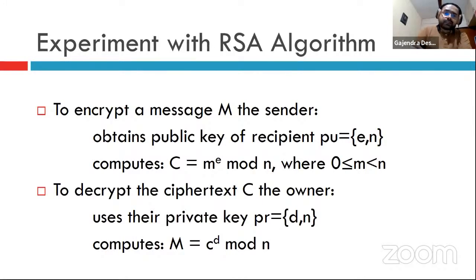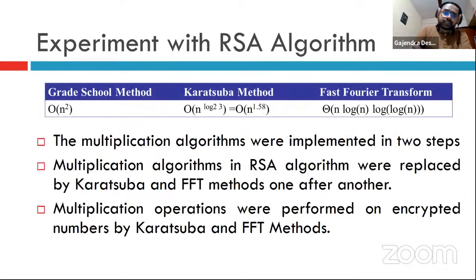And you can see here, I have already told you in one of the slides that we have replaced the standard multiplication, that is P star Q, with some sophisticated multiplication algorithms. The standard method is the grade school method, and the sophisticated methods are the Karatsuba and fast Fourier transform methods. You can see the time complexity of all three methods, and you can see here that the fast Fourier transform technique is performing better.